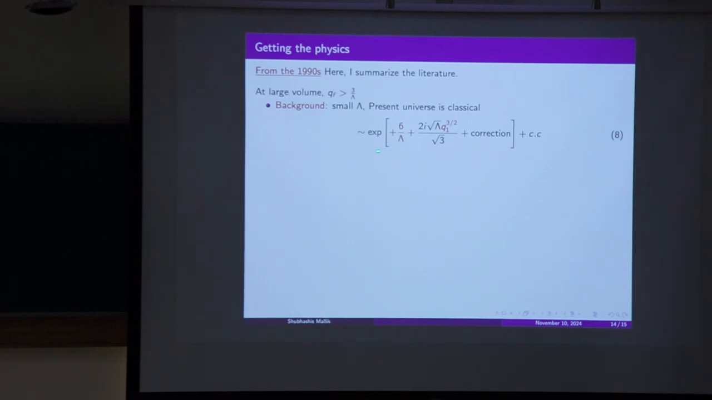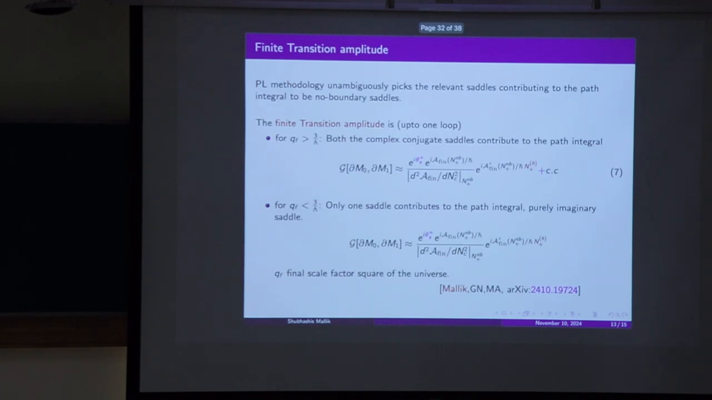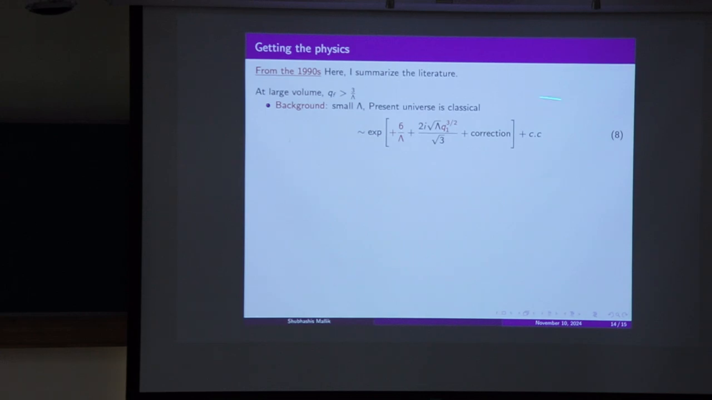For the background, if we expand this expression at large volume, we get this kind of terms. This is 6 by lambda, with a positive sign. It means that a smaller lambda will be favorable, and this is a phase that grows like the volume. It means that at large scale factor the universe becomes classical in the WKB sense.